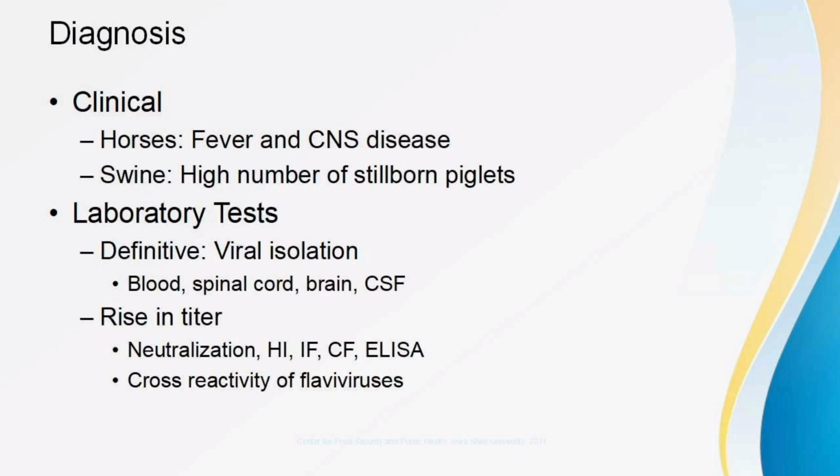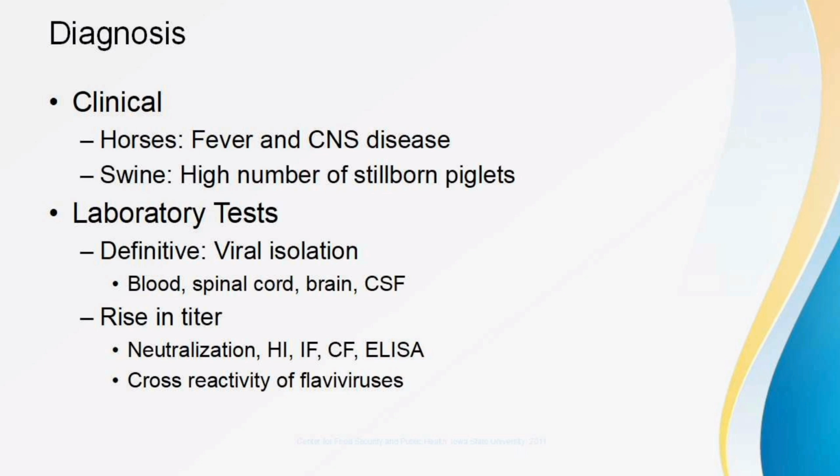The clinical diagnosis of Japanese encephalitis should be suspected in horses demonstrating fever and clinical signs of central nervous system disease. The definitive diagnosis of Japanese encephalitis in animals is by virus isolation. Samples of blood, cerebrospinal fluid in horses, spinal cord, and portions of the brain can be used for this process. The brain should be submitted as one half fixed in 10% buffered formalin solution and one half unfixed.